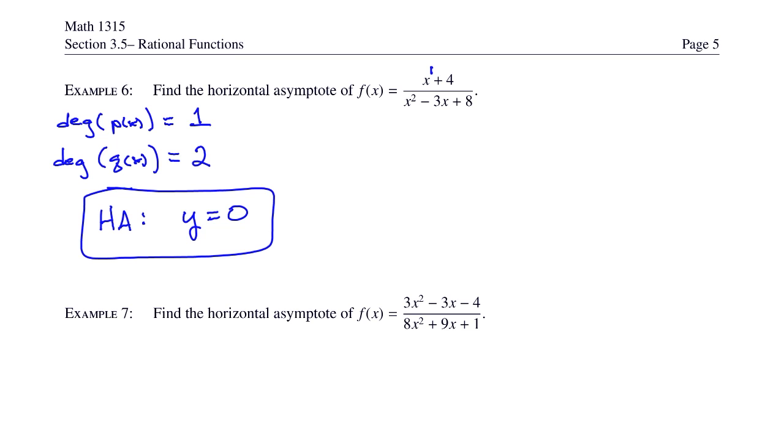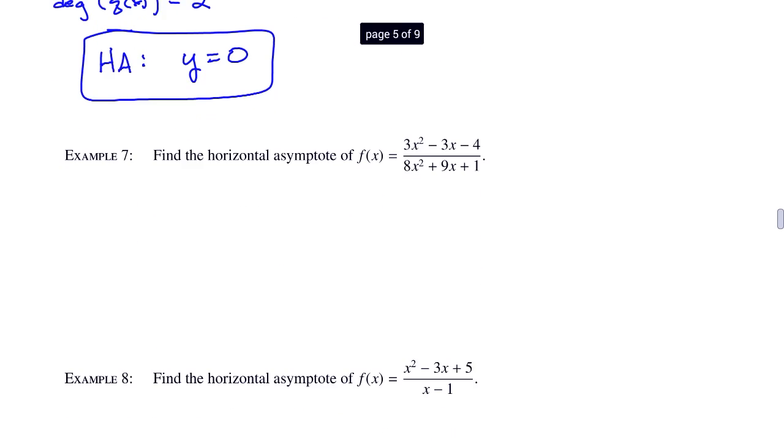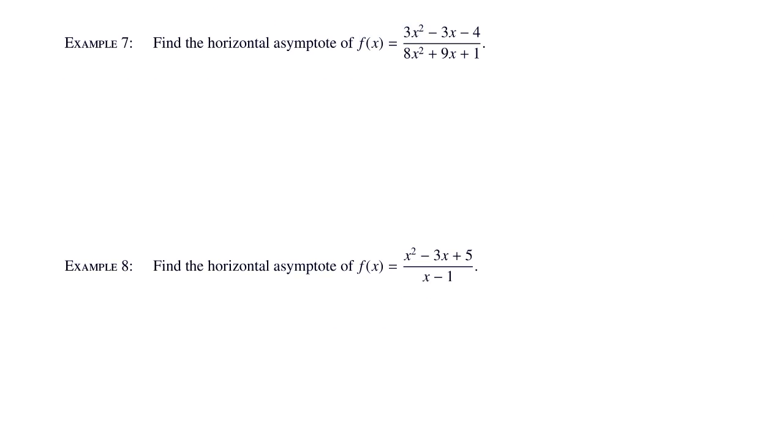Let's look at example 7. Find the horizontal asymptote of f of x is equal to 3x squared minus 3x minus 4 over 8x squared plus 9x plus 1. You want to compare the degrees of the numerator and the denominator. So the degree of the numerator is 2. That is the highest power of the x in the numerator. And then you want to look at the denominator, and the degree in the denominator is also 2.